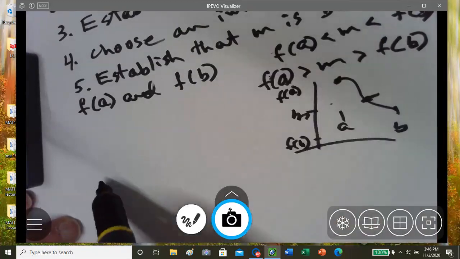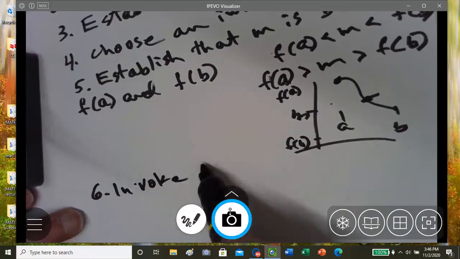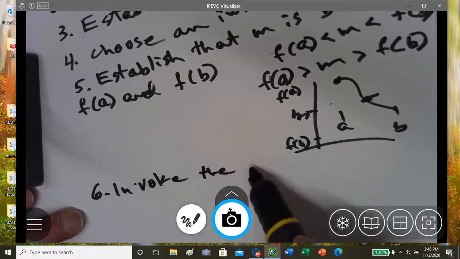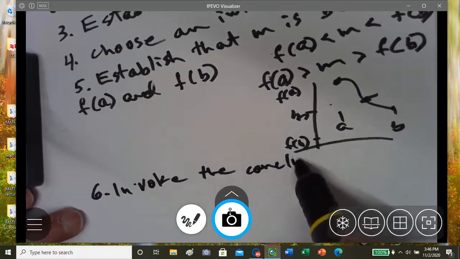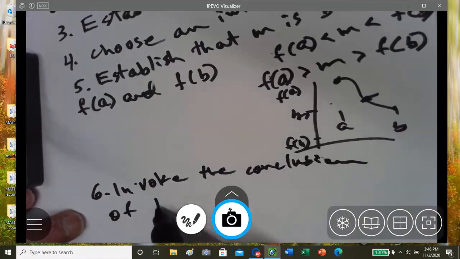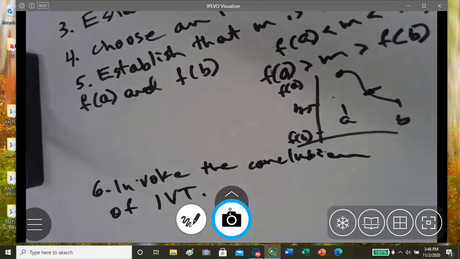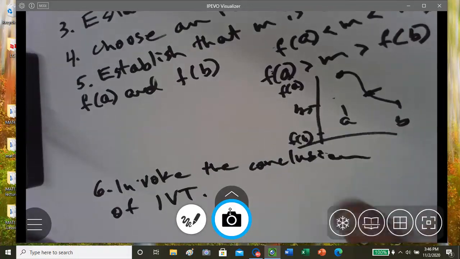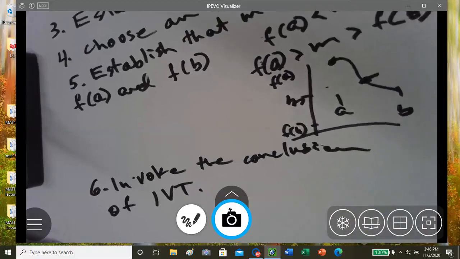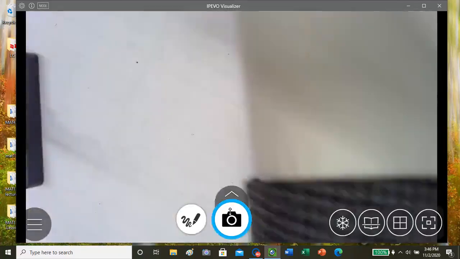And then step 6, invoke the conclusion of the intermediate value theorem. Okay, so that's what we're going to do in our next videos explaining the homework. So this concludes this video.